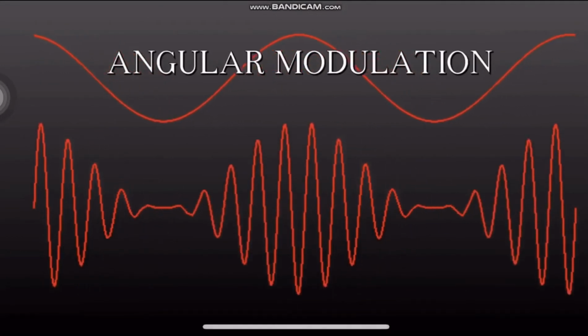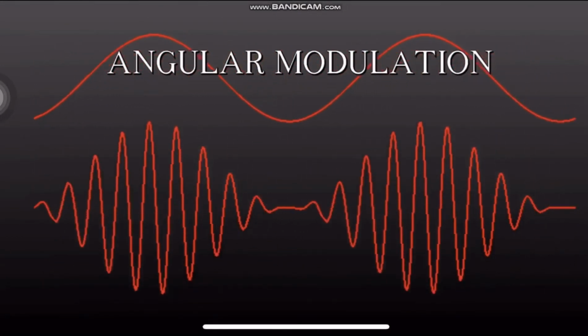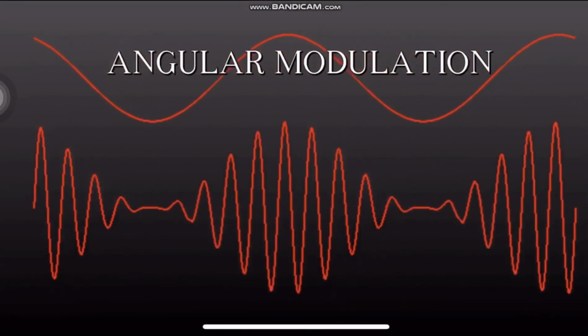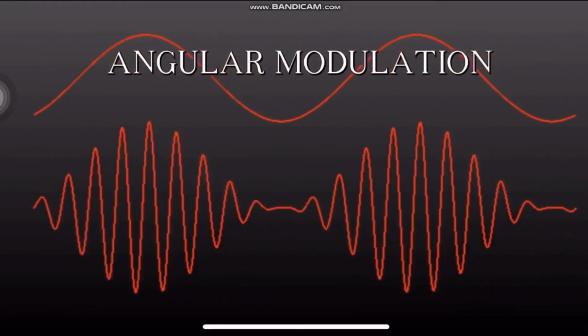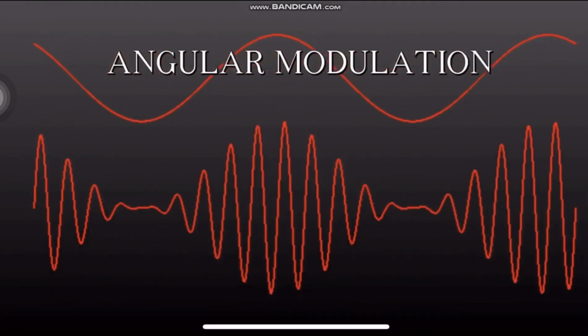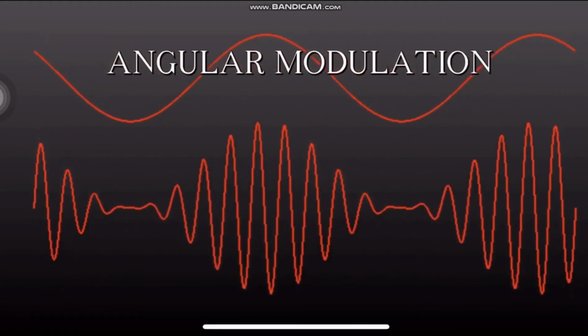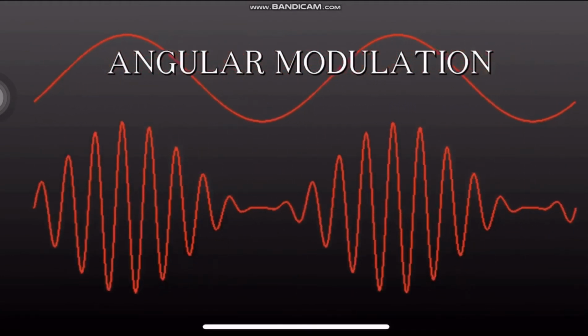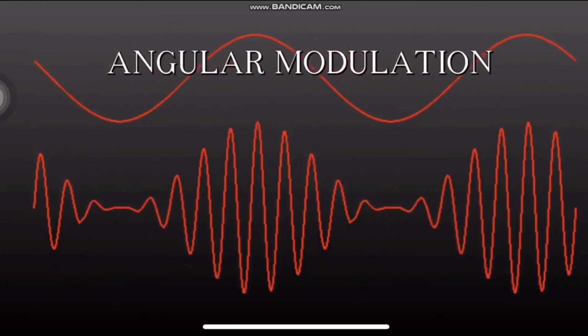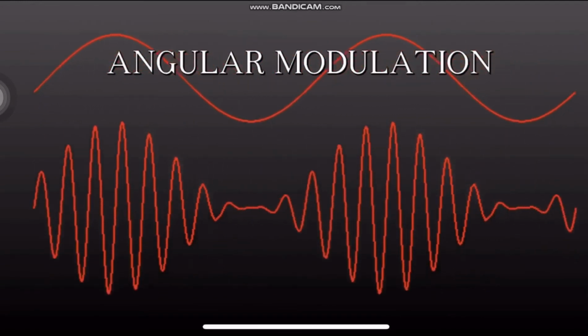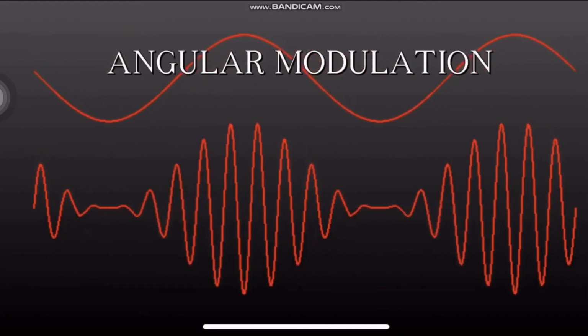So, what is angular modulation? Angular modulation is a class of carrier modulation that is used in telecommunication transmission systems. It is a process in which the frequency or the phase of the carrier varies according to the message signal.